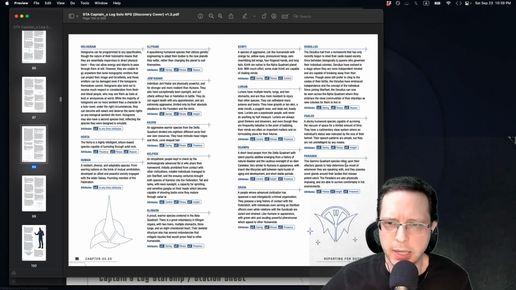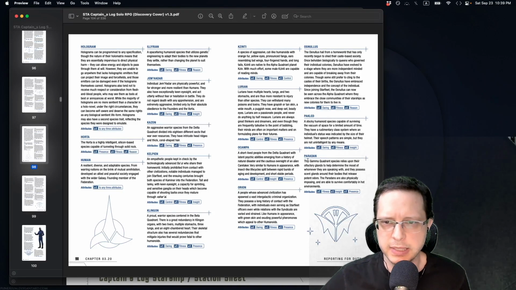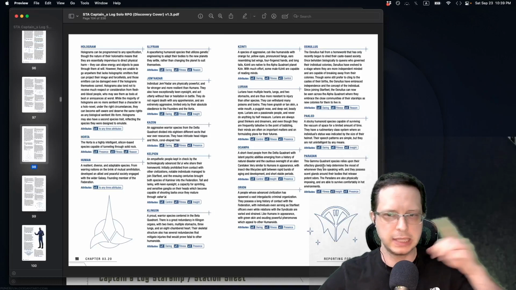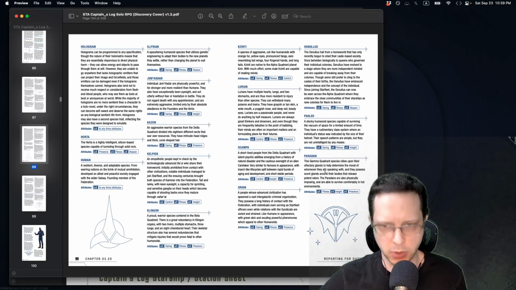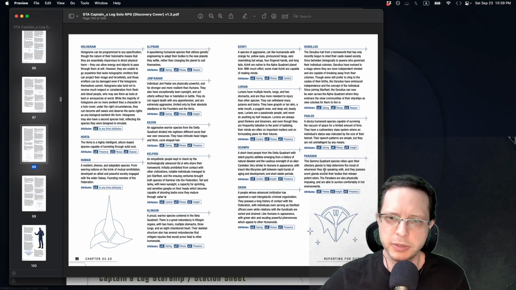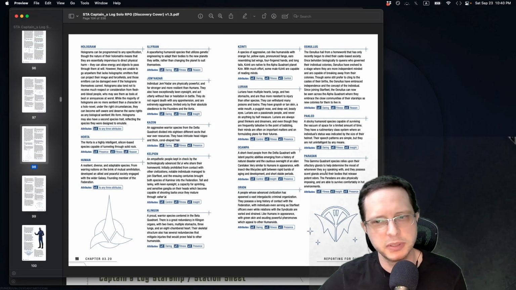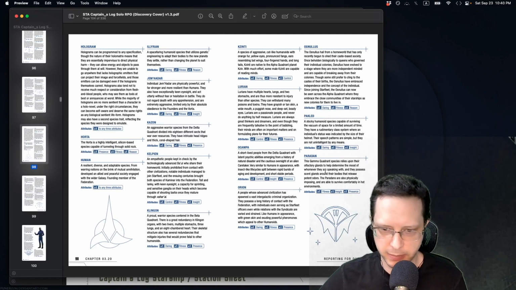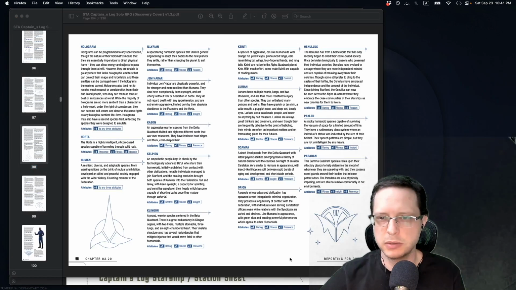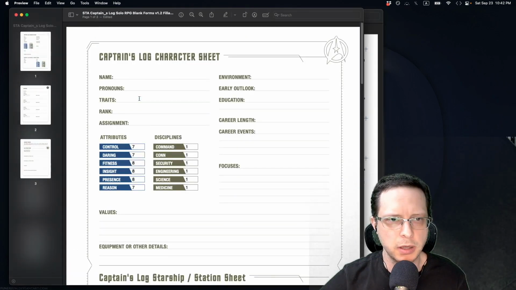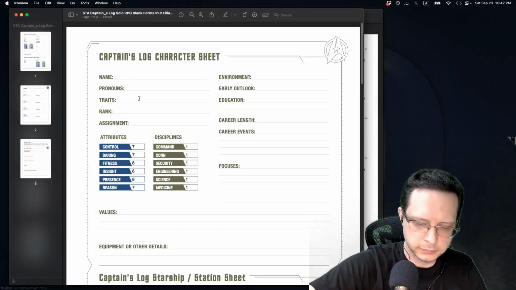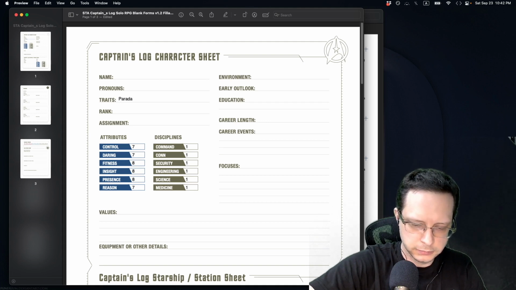Paradan. Okay, so it says here, this is a Gamma Quadrant species that relies on their olfactory glands to determine the mood of whoever they're speaking to, and they possess scent glands around their bodies that release potent odors. Paradans are physically imposing and are able to survive comfortably in hot environments. Paradan gives us a +1 to fitness, insight, and presence. And I will go ahead and note that under our traits.